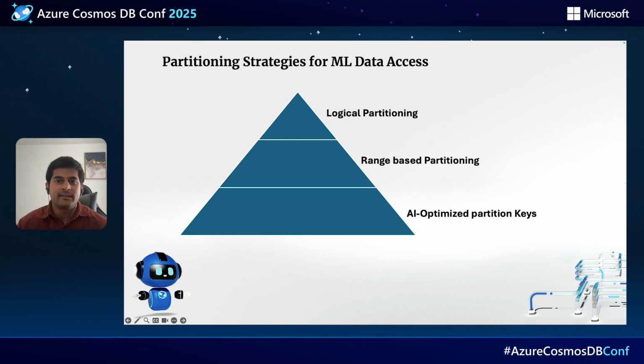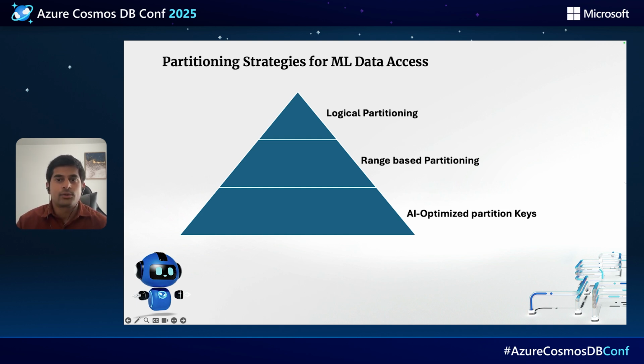Selecting AI-optimized partition keys ensures that frequently accessed data stays in the same partition to reduce query latency. For example, take a fraud detection system that partitions transactions by customer ID. When a new transaction occurs, the AI model can instantly check previous transactions and detect any errors in real time.